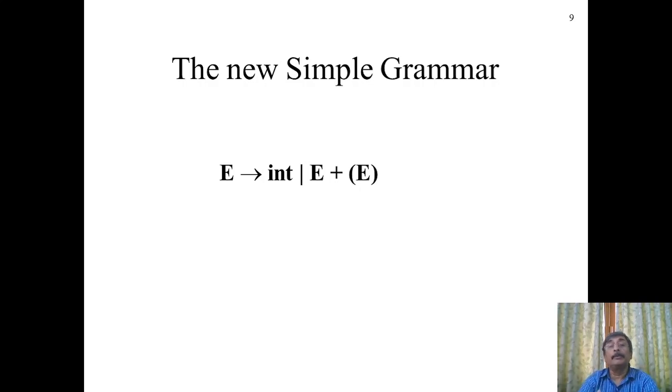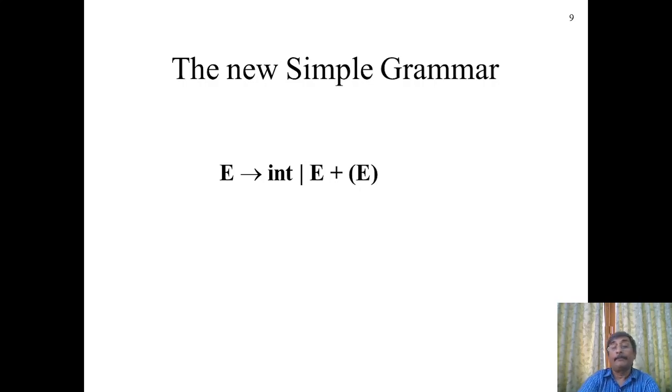So let us start with a new, very simple grammar to illustrate the ideas of an LR1 parser. The grammar is very similar to arithmetic expressions. It is an ambiguous grammar, but don't worry about that. E is the only non-terminal, and there are a few terminals. Int is one terminal, plus is one terminal, opening parenthesis is a terminal, and closing parenthesis is the other terminal. So there are four terminals and one non-terminal in this grammar.